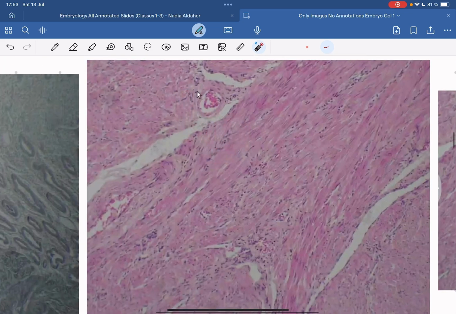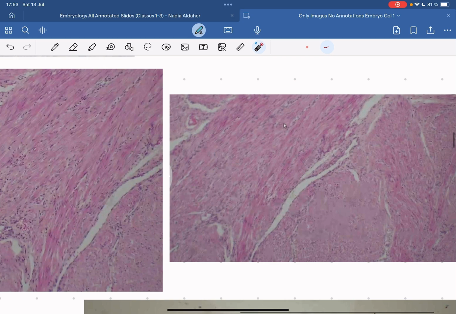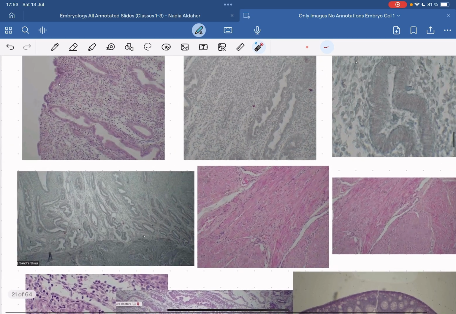How do I know that? Because all of these are smooth muscle cells. You can kind of see a cross-cut of smooth muscle cells here, and an elongated cut. It very much looks and appears like muscle tissue. Hopefully that's obvious to most of you.